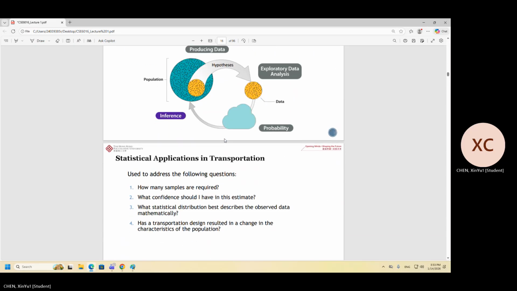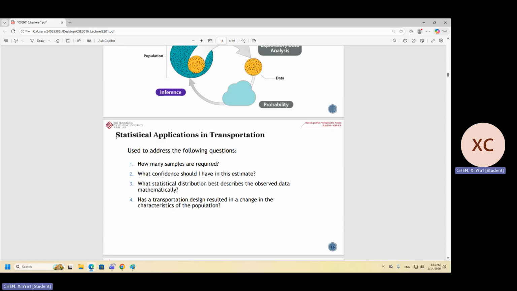Here is more about statistical application in transportation, consistent with my own expertise. Generally, when we consider statistical applications, the classical issue is how many samples are required and what confidence I should have in this estimate.